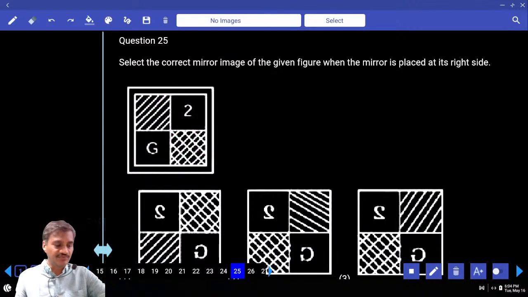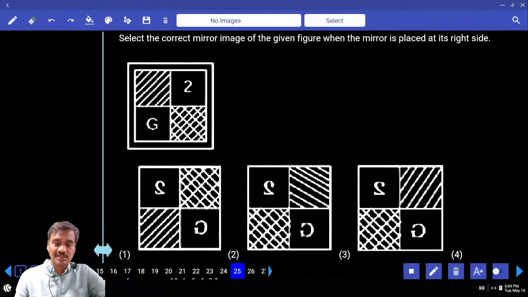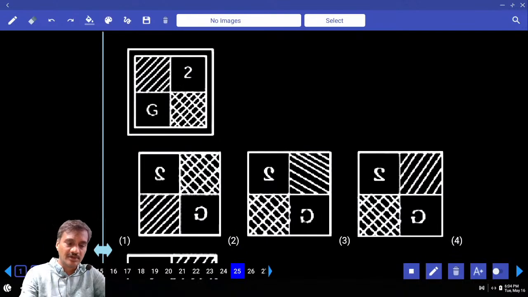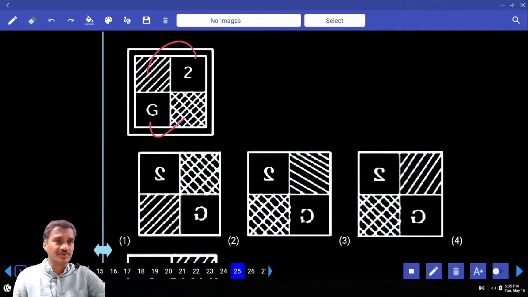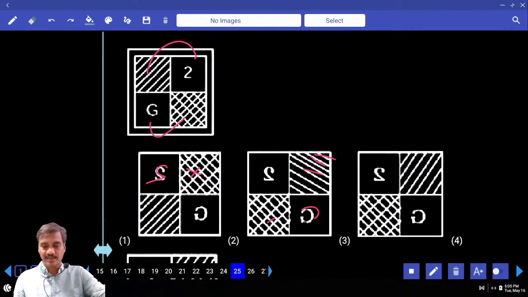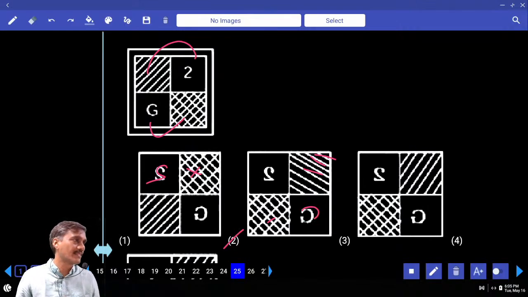And finally 25. Now in this 25 we need to find out the correct mirror image placed at its right hand side. And the right hand side mirror image, now this shading should go to this place. Now 2 is like this. Now this cannot be like this, isn't it? Now these are the areas and it is like this, choice 2. The answer is choice 2. This is about 25. Clear?